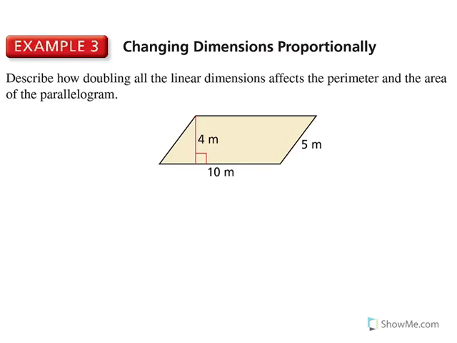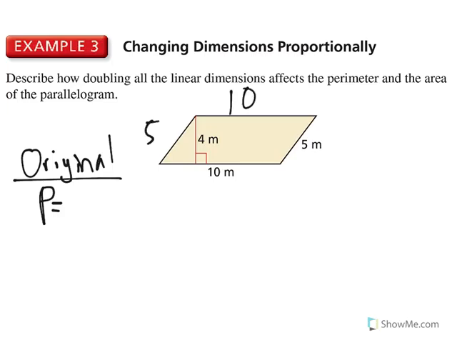So my perimeter here would be to add all of our sides up. We're going to do the original on this side. So I'll do 10 plus 5 plus 10 plus 5 going all the way around, and that gives me a perimeter of 30 meters. For area, this is just a parallelogram, so we do base times height, so 10 times 4, which gives us 40 meters squared.